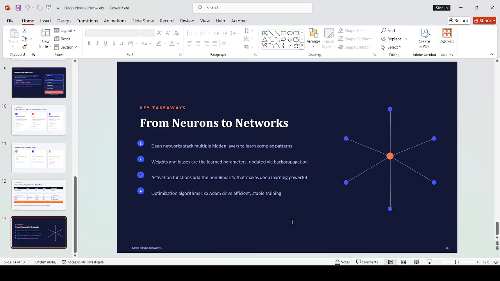Let us summarize today's session. Deep neural networks contain multiple hidden layers that enable them to learn complex patterns. The two learnable parameters are weights and bias, which are updated through backpropagation. Activation functions introduce non-linearity, allowing neural networks to solve complex real-world problems. Finally, optimization algorithms such as ADAM efficiently train deep learning models by minimizing the loss function. Together, these concepts form the foundation of modern deep learning.